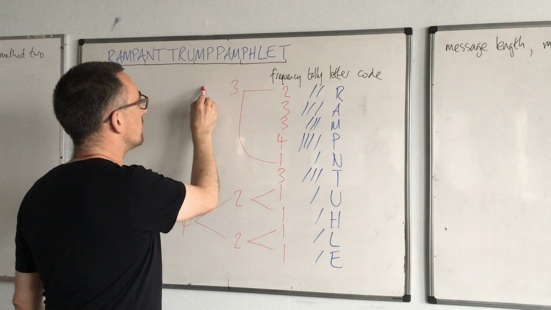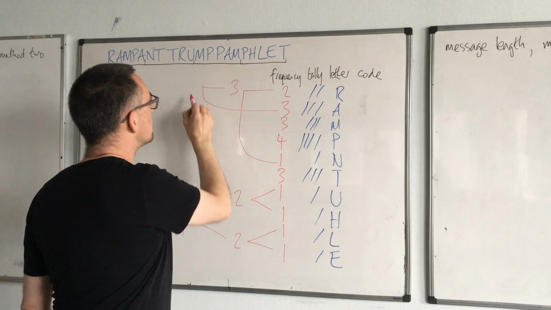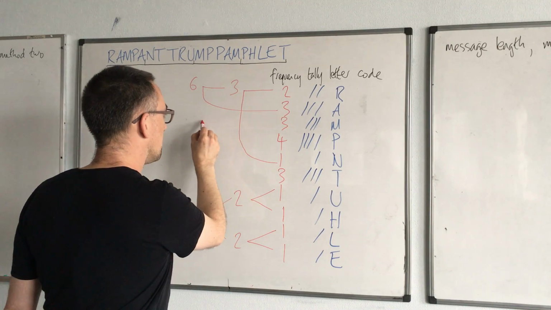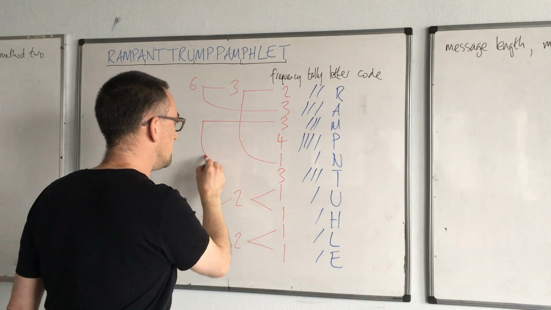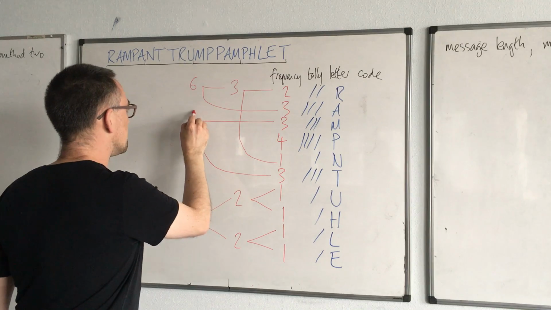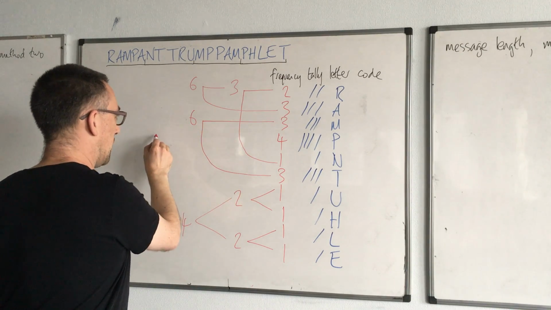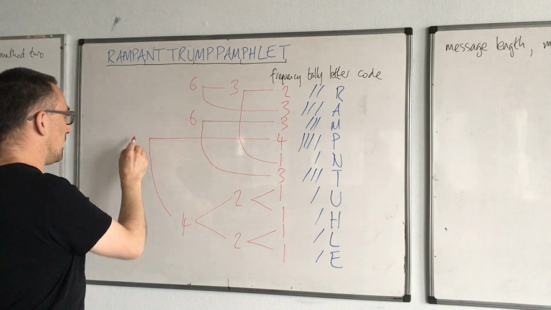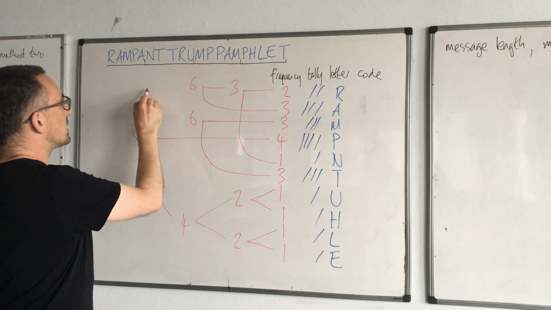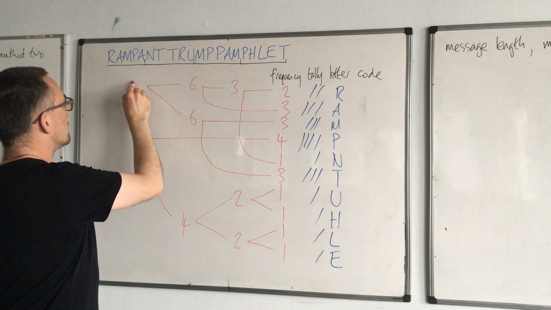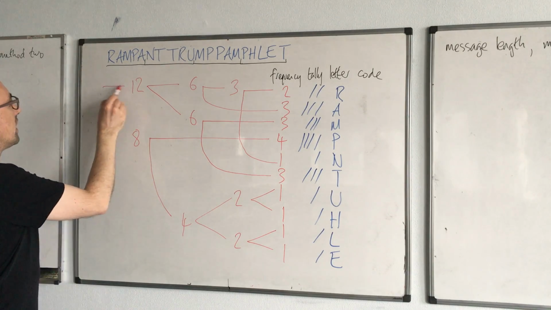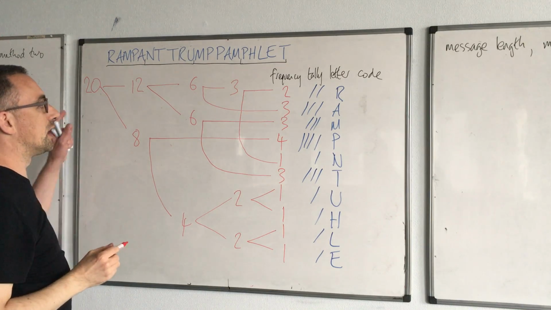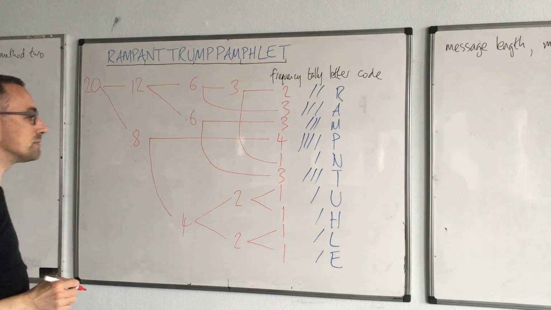We have 2 3s making a 6. We have another 2 3s making a 6. We have 2 4s making an 8. 2 6s making a 12. And a 12 and an 8, bringing us to a 20. Again, that checks out.